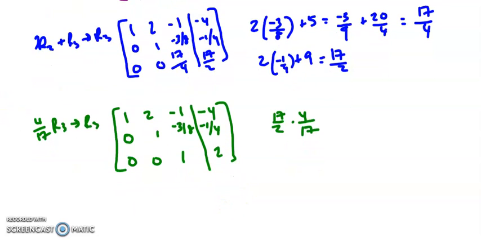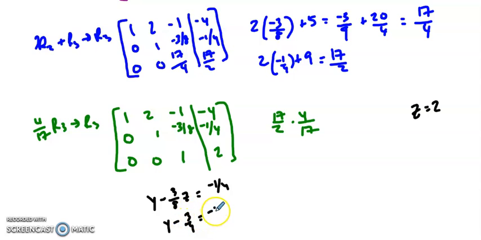So now I'm ready to solve, and I see right away that z equals 2. I can write that over here as part of my answer. Then I have 1y minus 3/8 z equals -1/4. But since z is 2, I have y minus 6/8, which is 3/4, equals -1/4. I can add 3/4 to both sides, and I find out that y is 1/2.